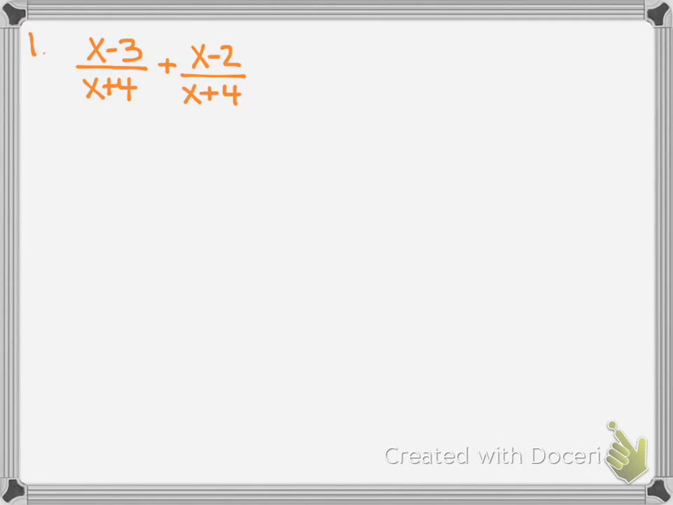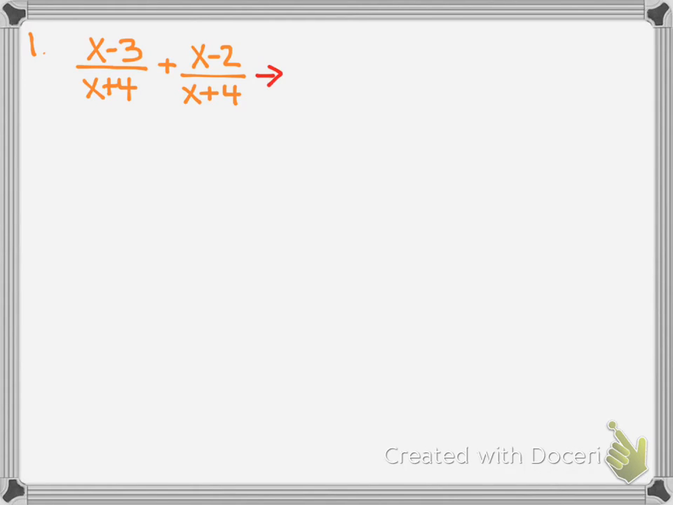Okay, so for number 1, the first thing you want to do is identify the LCD. And in this case, the LCD is x plus 4 because they both have it. So we don't need to multiply anything. Because they have the same denominator, we can add these right away.